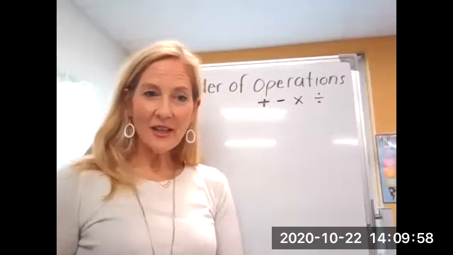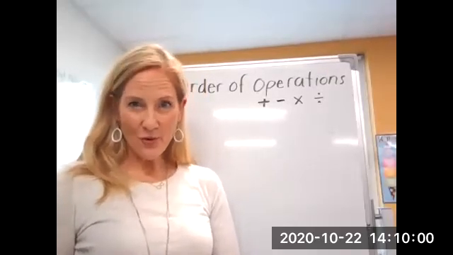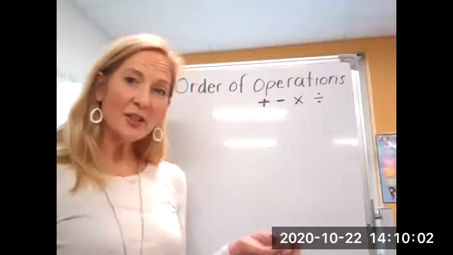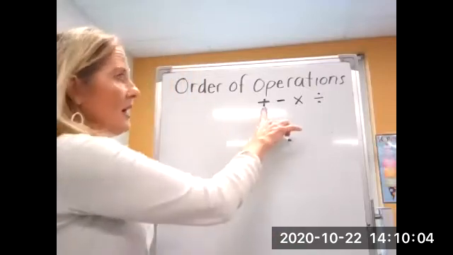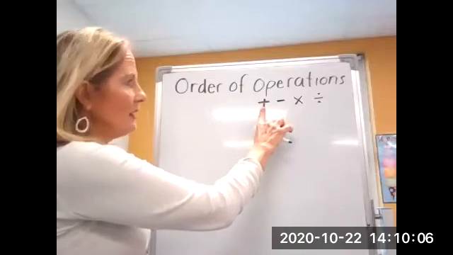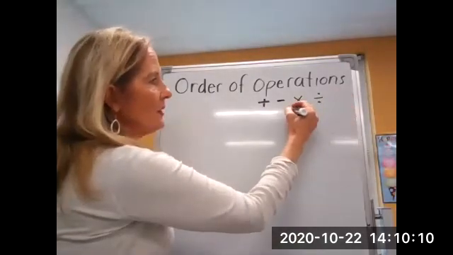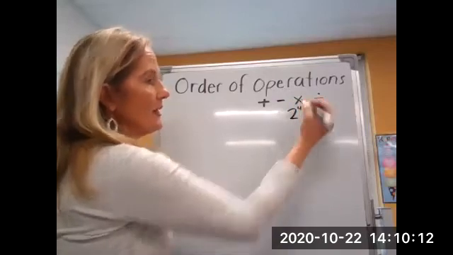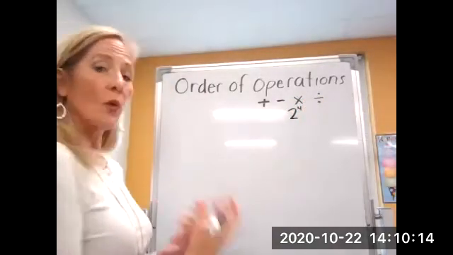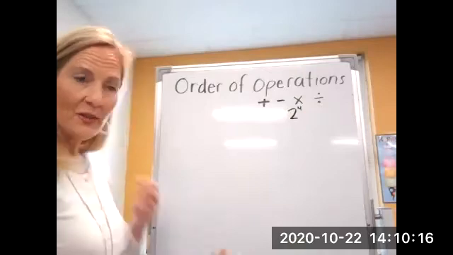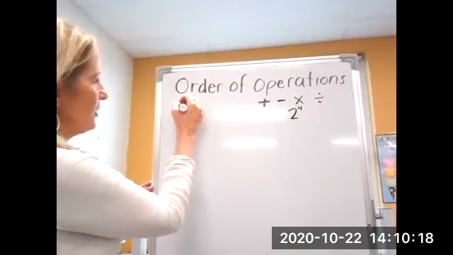Okay, friends, today we're going to continue our discussion about order of operations. The operations we're talking about are just the basic ones you've been using: addition, subtraction, multiplication, and division. And I'm going to also include exponents, and we will see some of those as well. What order are you going to do these operations when you see them in an equation or an expression?